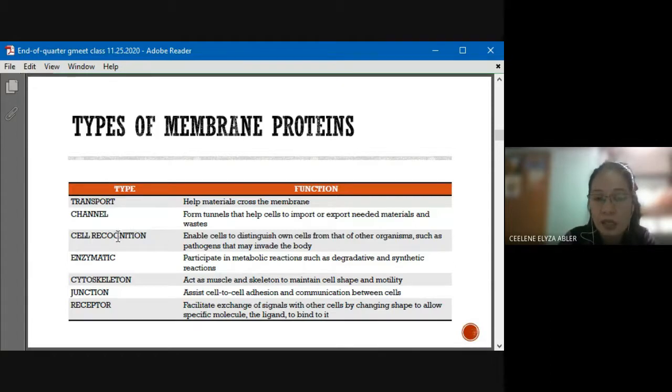We have cell recognition. Recognition means distinguish. Yan siyang keyword natin dyan. So, they know which is a pathogen. Pag sinabi mong patho means disease. Gen means it can create diseases. So, it can form diseases. So, if it's a pathogen, that means siya yung tagadala ng sakit. So, yan ang ginagamit ng ating cells. Remember yung ACE2 receptor natin kanina. So, yan siyang ginagamit ng cells to recognize sino ang hindi pwedeng papasok, sino ang pwedeng papasok.